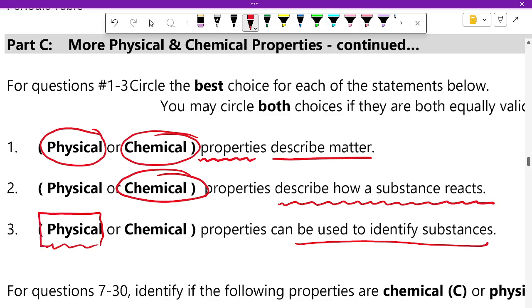If I had a white powder and I put it with vinegar and it reacted, that would be a chemical property. Could that help me identify what that white powder was? Yes. So also, chemical properties can be used to identify substances. If it reacted with vinegar, you might likely have baking soda. Absolutely.